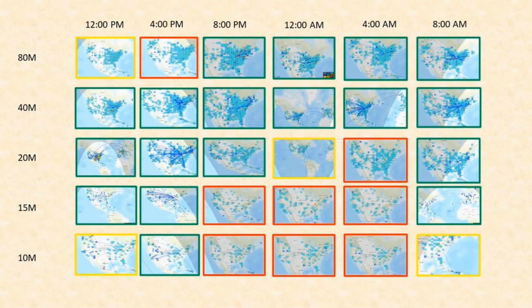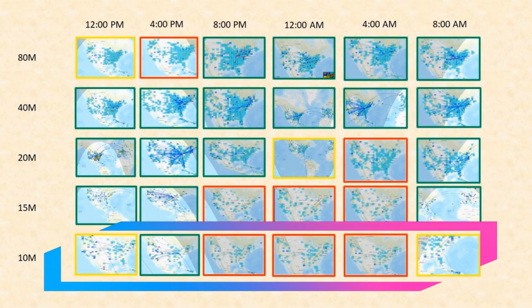Here are all 30 maps generated by GridTracker and sourced from PSK Reporter. A couple of observations. As expected, the longer wavelengths were best at night due to the absence of the ionospheric D layer, and the shorter wavelengths are most active when the sun is shining.